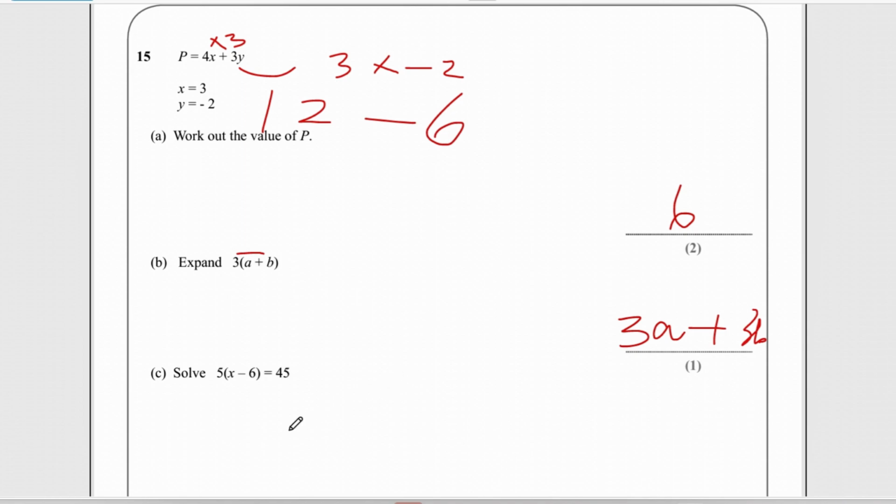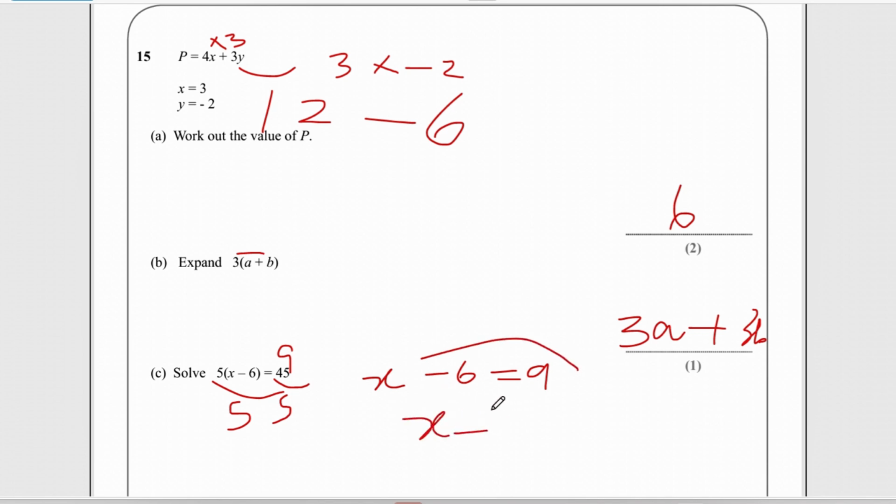5x minus 6 is equal to 45. You can start by dividing both sides by 5. Divide by 5 on the left, divide by 5 on the right. So 5 divided by 5 is 1, and 45 divided by 5 is 9. Meaning x minus 6 is equal to 9. If x minus 6 is equal to 9, then x is 9 plus 6. Negative 6 goes to the other side and becomes positive. So 9 plus 6 is 15, and you can say that your x is equal to 15. And that works.